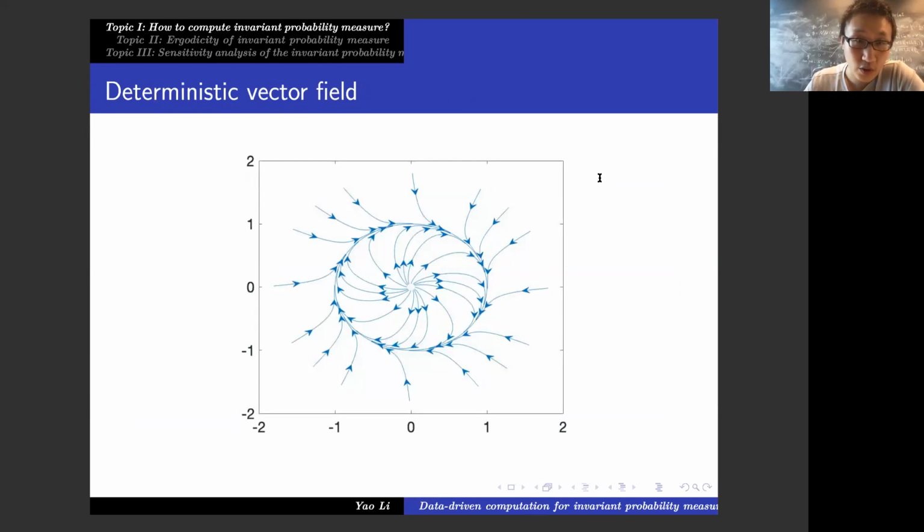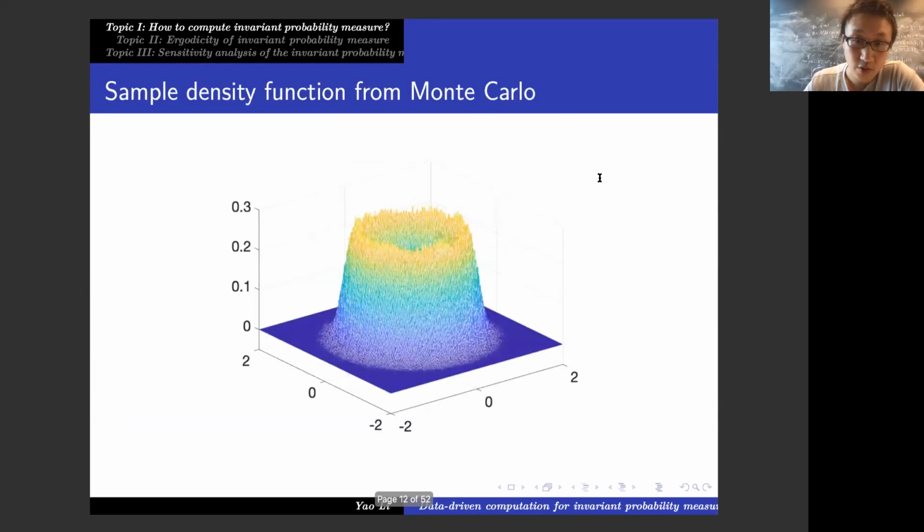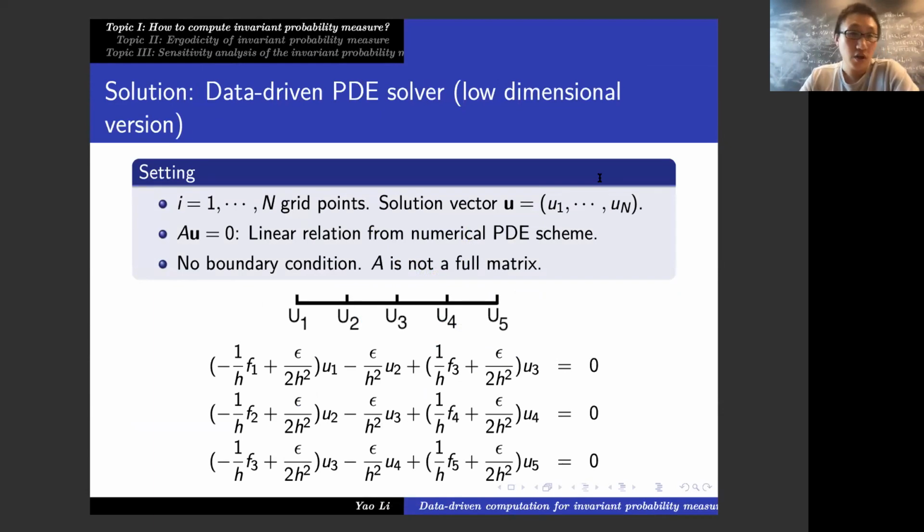And what do the Monte Carlo results look like? After you run like 100 million samples, it looks like this. As I said, it's not very accurate, which is usually the result from Monte Carlo. So how can we combine the advantages of these two approaches? This is called the data-driven PDE solver.